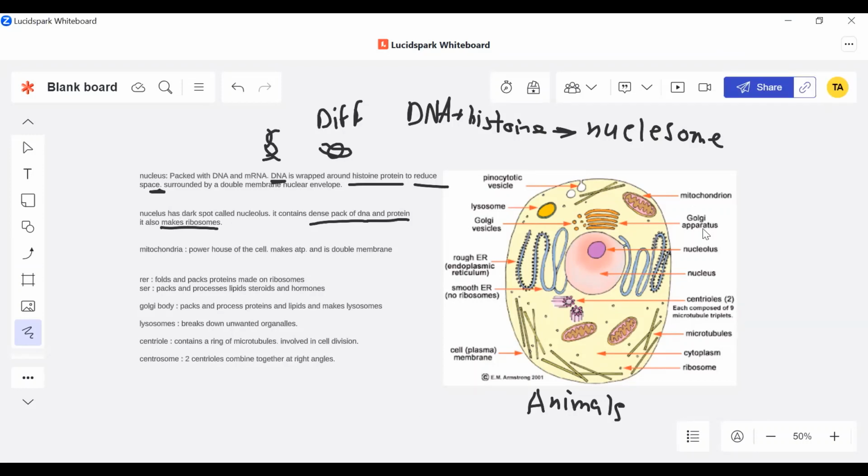So this was the nucleolus. So when the nucleolus makes ribosomes and DNA, the DNA escapes through the nuclear pores.